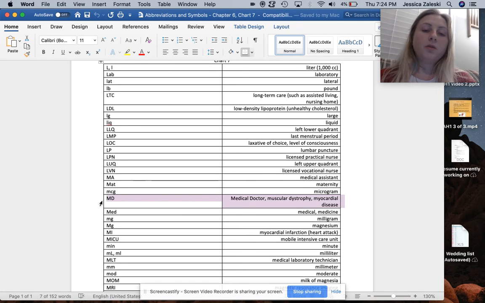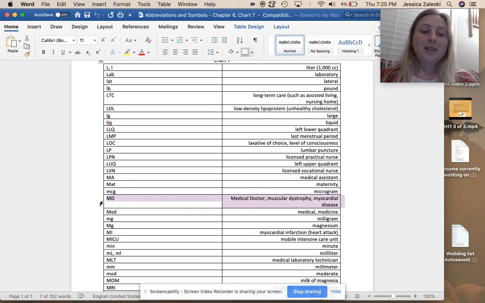MD, so this has a few different meanings. If you're talking about a person, as in a job, you're talking about a medical doctor, like a family practitioner is an MD. If you're talking about a disease, you're talking about muscular dystrophy, which is where your muscles are not coordinated. It's very difficult to build up strength and coordination in them. Myocardial disease, that's a disease of the myocardium, which is the muscle layer of your heart.